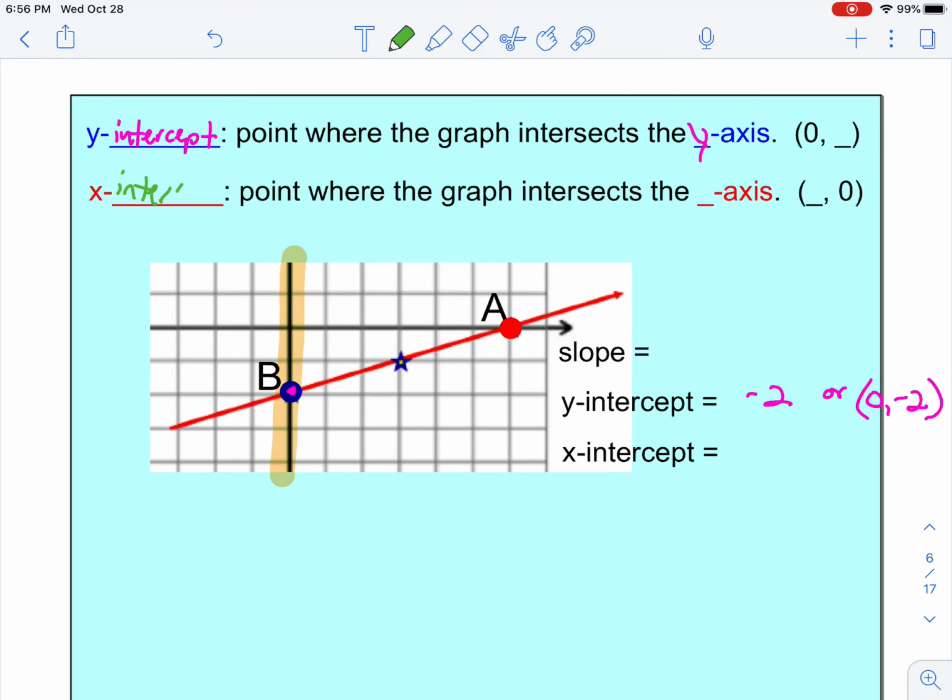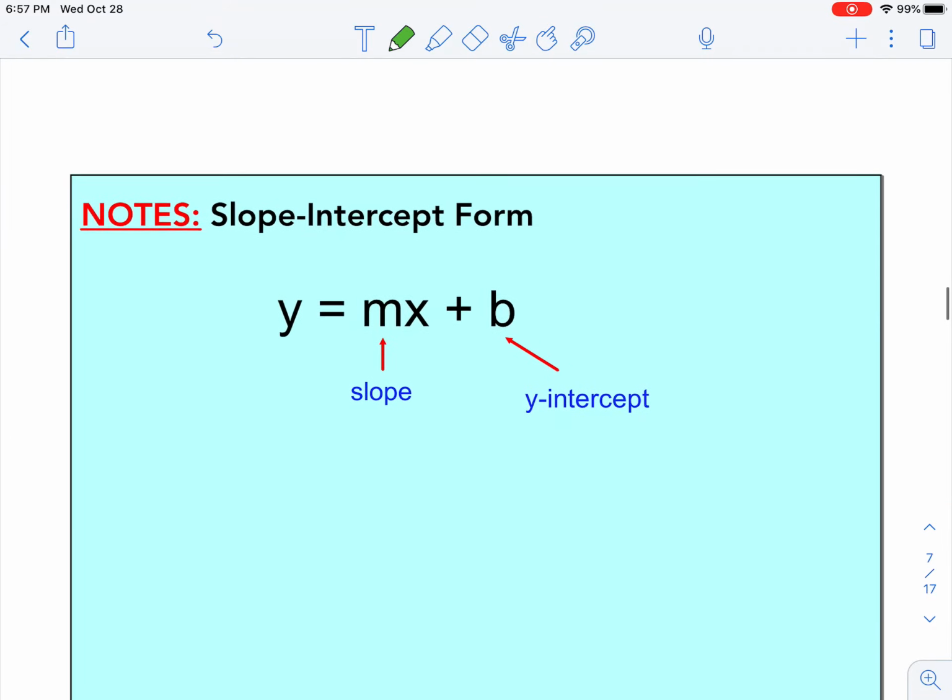The x-intercept is the point where the graph intersects the x-axis. So that is this point right here, and at that point, the y value is always 0. So in this case, we have 1, 2, 3, 4, 5, 6. Our x-intercept we can say is 6, or again we can list that as an ordered pair, and that is the ordered pair where x is 6 and y is 0. So with your intercepts, one piece of the ordered pair is always 0.